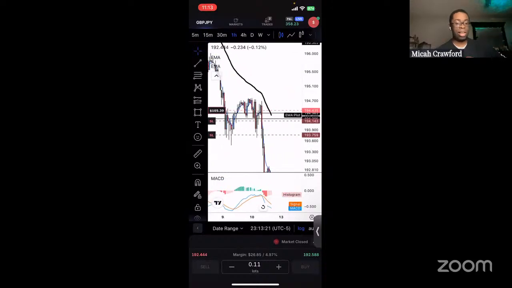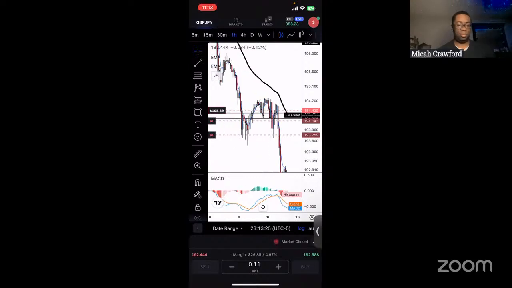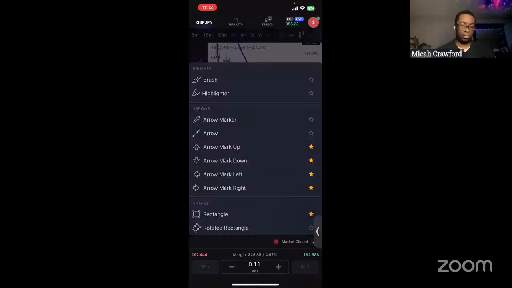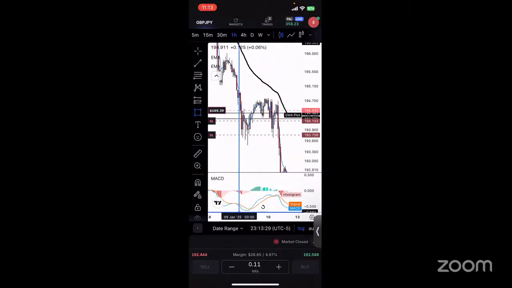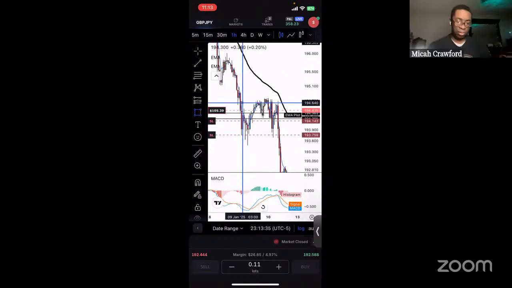As long as we stay underneath the 50, we are what? Bearish. We are bears. Boom. Here's the sell zone right there.